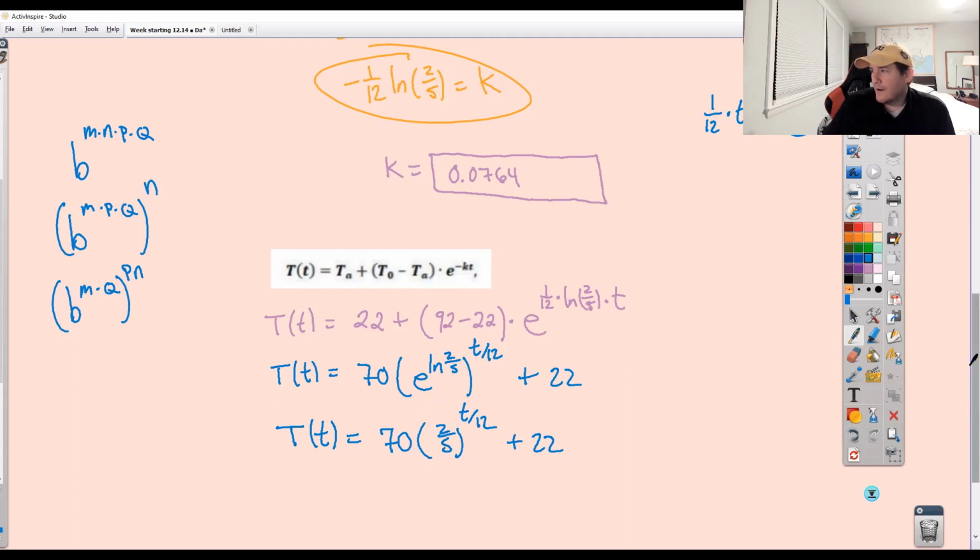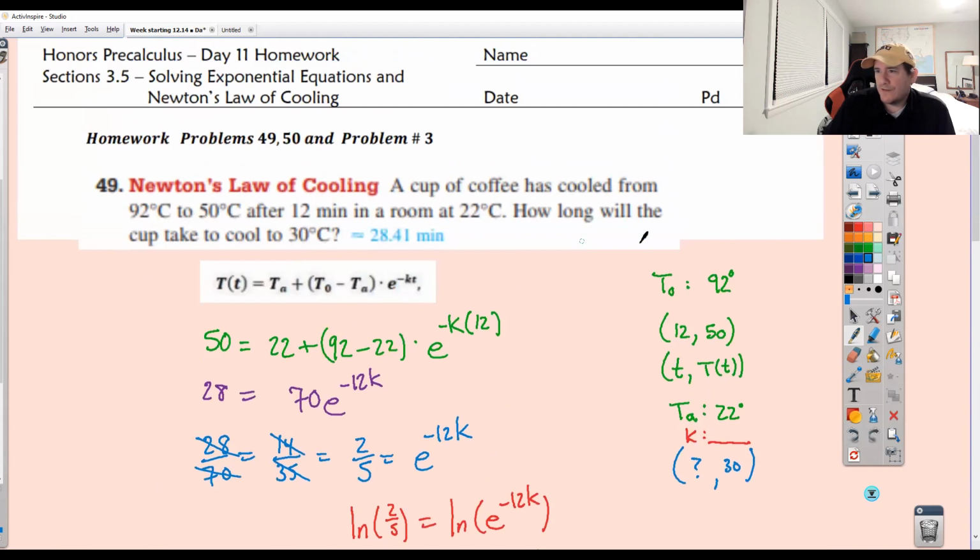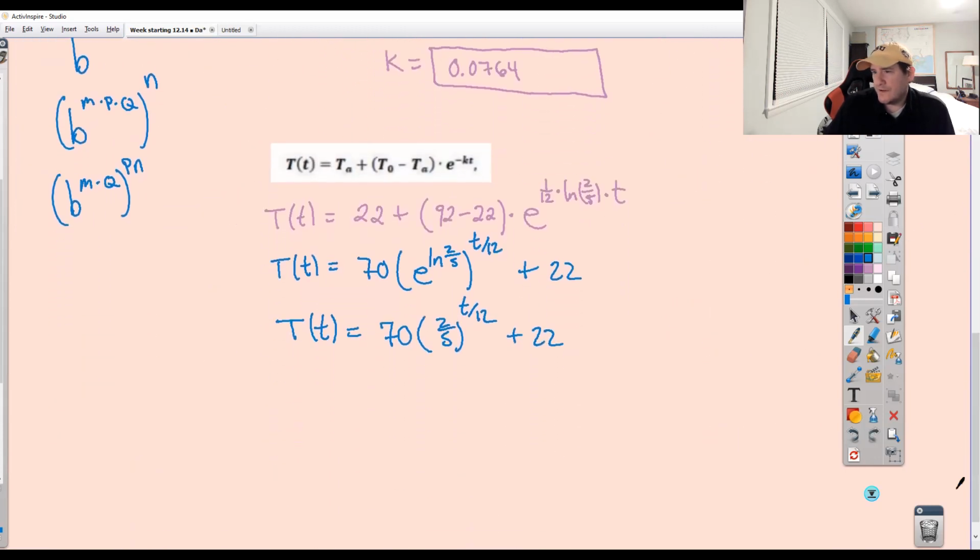It's not bad. And we were trying to figure out when it cools down to 30. All right, fine. So you plug in 30 for T of T and you solve for t. And that math won't be bad. 30 equals 70 times 2/5 to the t over 12 plus 22. You're going to want to get rid of the 22. So subtract it. I think that makes 8. You're going to want to get rid of the 70. So divide it. I think that makes 8/70ths. You're going to want to reduce your fractions. Chop those in half. 4/35. Can't do any better than that.